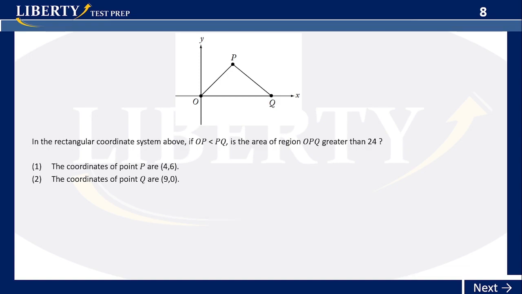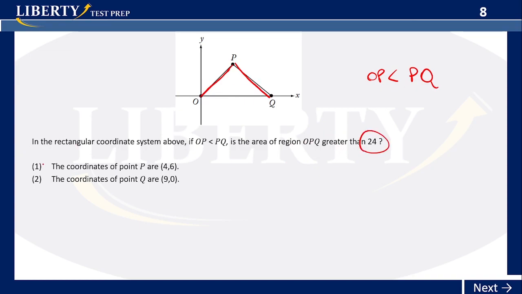Okay, so here we say in the rectangular coordinate system above, if OP is less than PQ, they don't give you numbers, right? So OP, we know that that's shorter than PQ. That's one thing we know, right? So OP shorter than PQ. Is the area of the region OPQ, so that triangle, greater than 24?